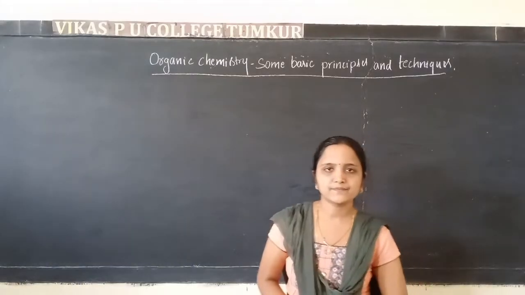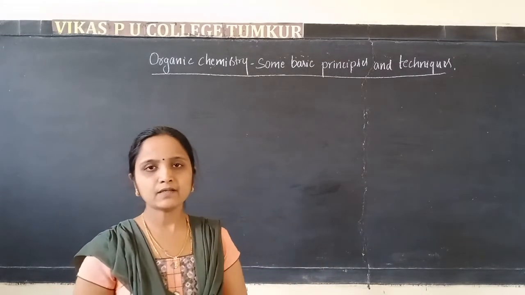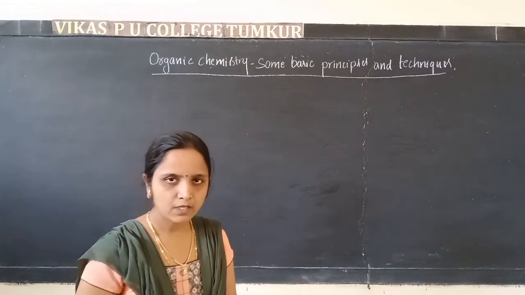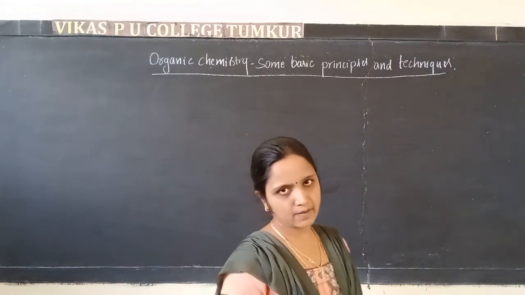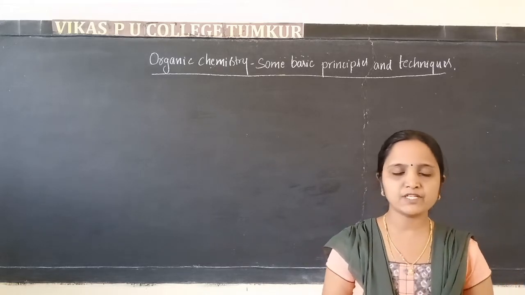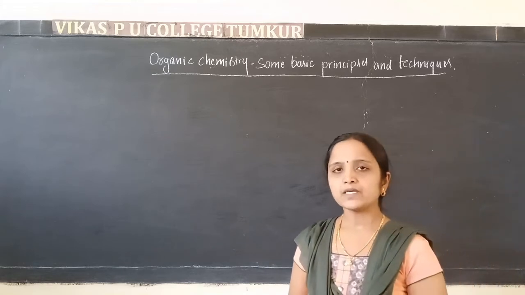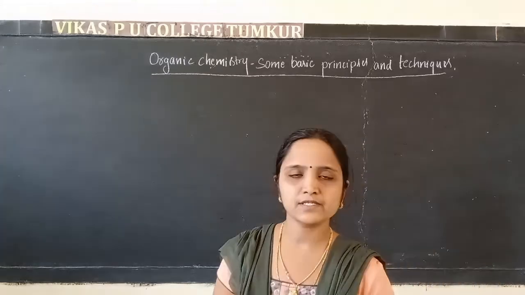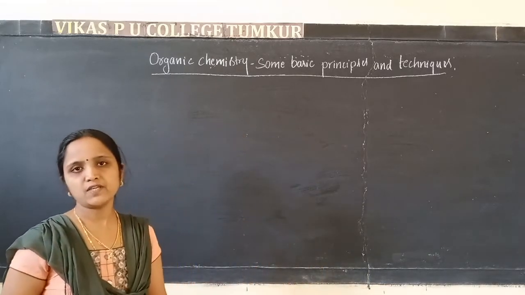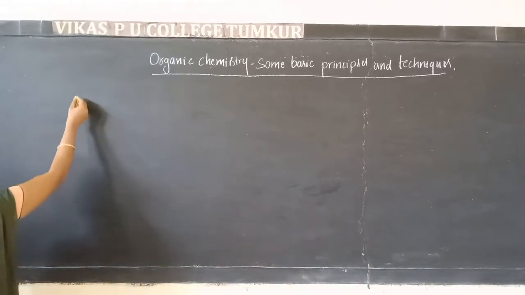Good morning, students. In the previous class, we discussed how to find the number of sigma bonds and pi bonds in a given organic compound. Along with that, we discussed hybridization, and how to assign the type of hybridization of each carbon in the given compound. In this class, we are going to discuss the structural representation of organic compounds.